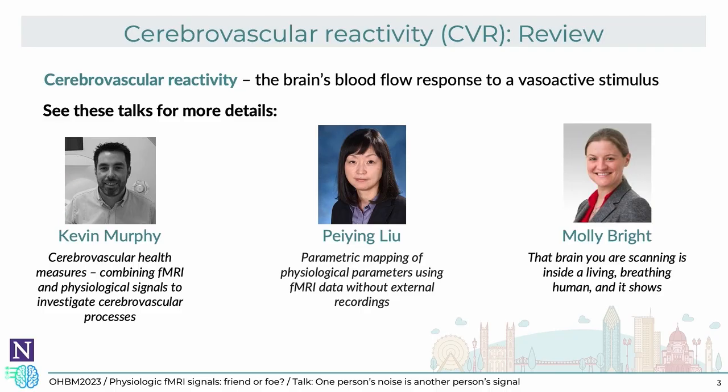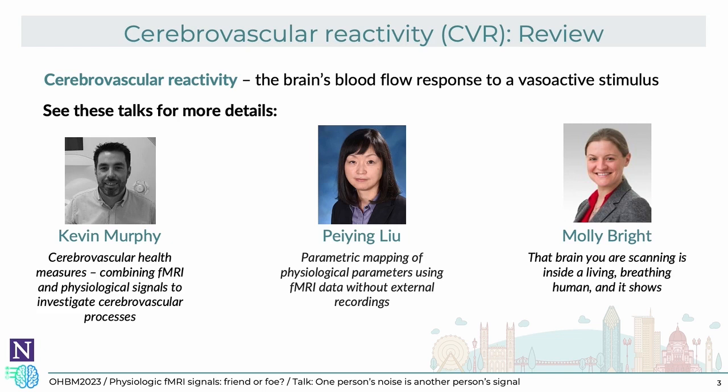Other talks in this course have introduced cerebrovascular reactivity, or CVR, and described it as a metric of the brain's vascular health. Kevin Murphy introduced how you can utilize simultaneous recordings of physiologic signals, like end-tidal CO2, alongside an fMRI acquisition to estimate CVR. Pei-Ying Liu described how you can extract CVR from the BOLD signal itself without external recordings. And Molly Bright described a modification to resting state fMRI that allows you to measure both CVR and neural activity. Please see these videos for more details.